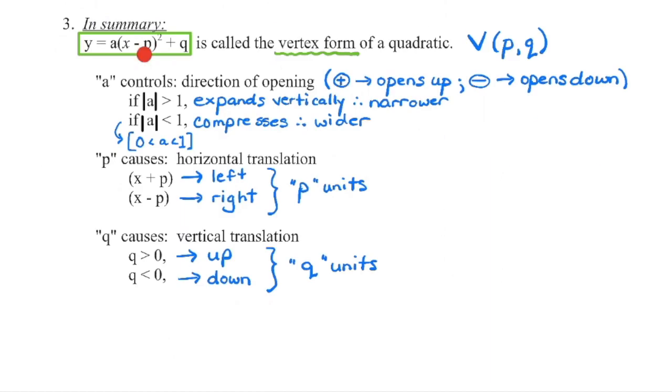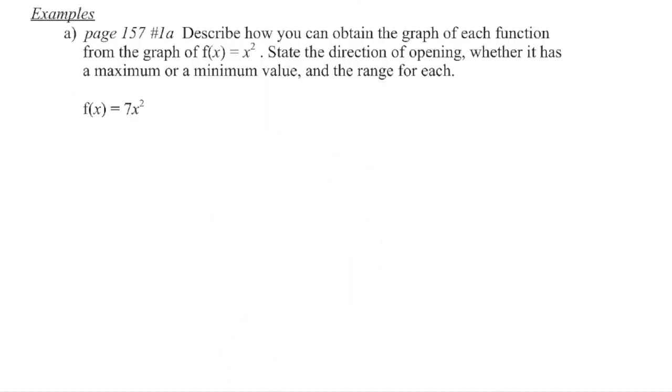So P is the x-coordinate of the vertex. Q is the y-coordinate of the vertex. This is called vertex form because it gives us the coordinate point of our vertex. I'm going to take a look at a few examples here, beginning with some found in our textbook. We're given a function and we have to say how we can get that graph from our parent graph.